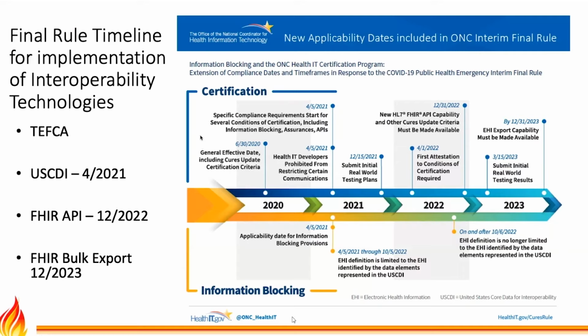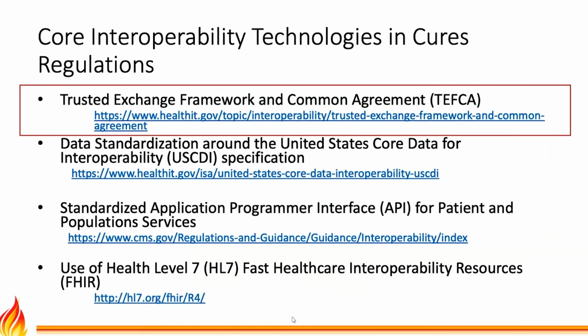Included in this, essentially in the 21st Century Cures Act, are things that you can call TEFCA, USCDI, the FHIR APIs, and FHIR bulk export. Let's talk about those a little bit more. So this is where they're all spelled out. TEFCA, you guys have heard of that? Maybe? The Trusted Exchange Framework and Common Agreement.